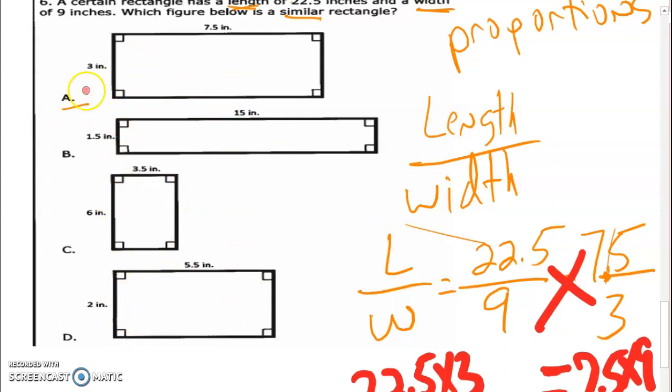You don't have to do A first. You can go to B or D first. But the one that has the numbers the same, equal to each other, that is the answer to it. That means they're similar because they're equal to each other. The ratios are similar. Okay, that doesn't mean they're the same size rectangle. No, they're not the same size. So the ratios are the same.